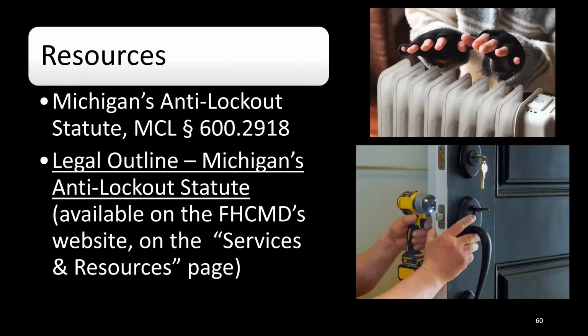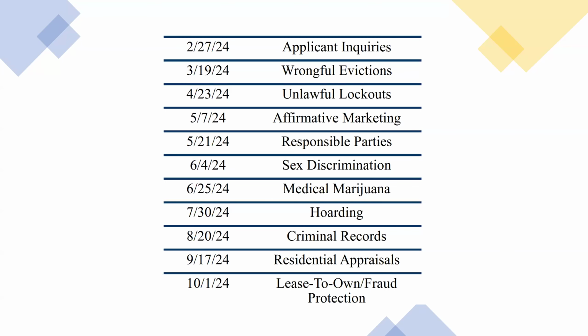So what are resources? Well, the first thing, I've quoted a lot from the Michigan Anti-Lockout Statute. That is certainly the first good step to look at what's required under the Anti-Lockout Statute or what constitutes a violation. On our website, under services and resources, I've got a legal outline for Michigan's Anti-Lockout Statute. I think that should be very, very helpful.